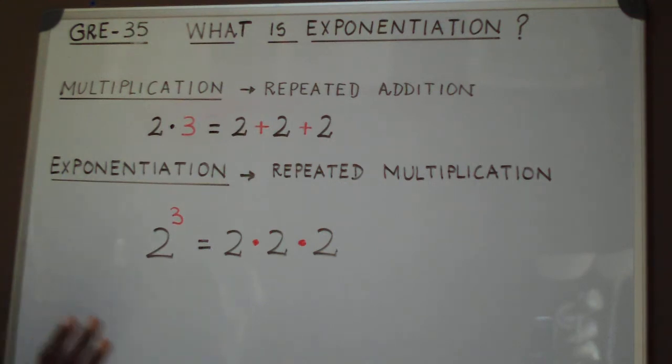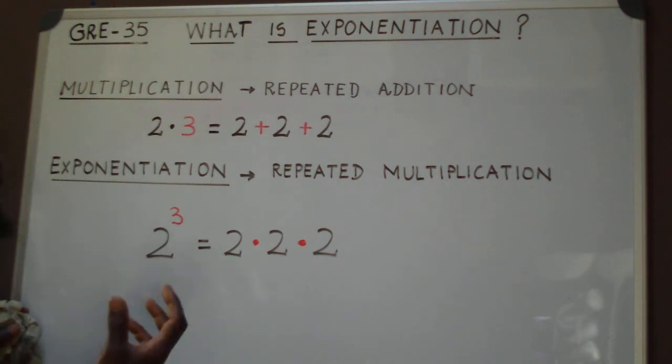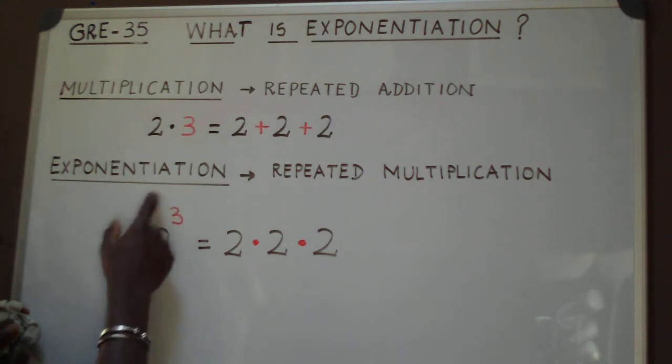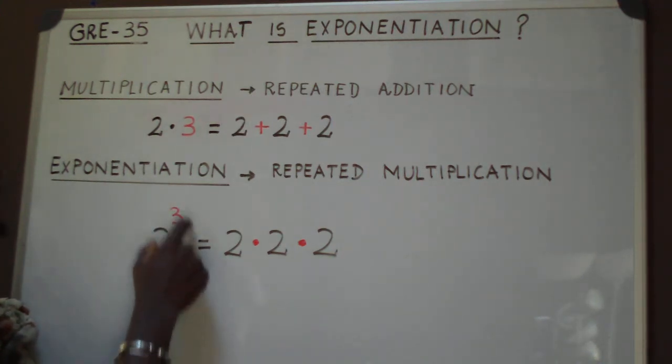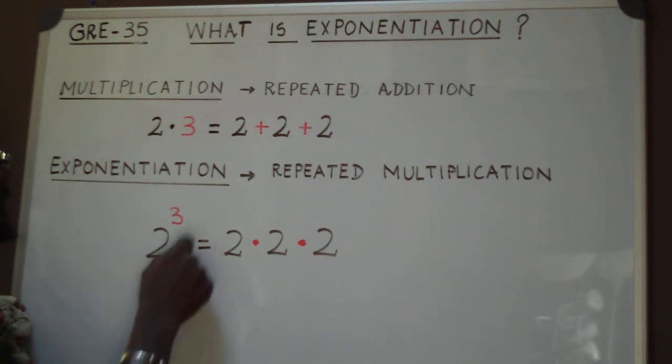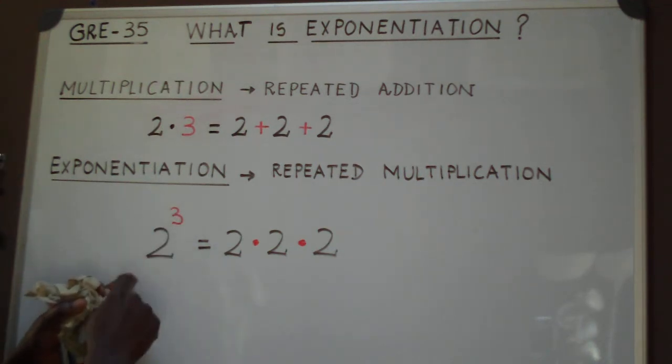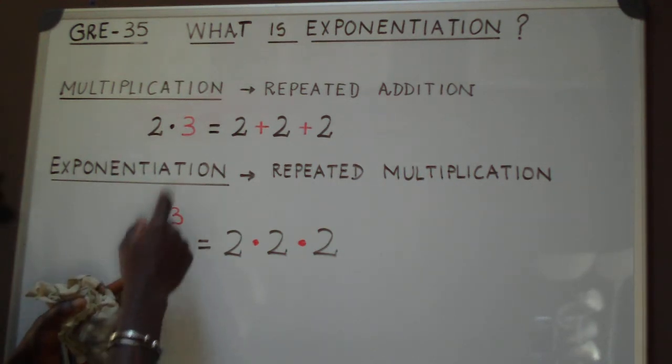So now that you understand the idea of multiplication, let us use that idea to introduce the concept of exponentiation. Now, exponentiation is also a repeated operation, but the difference with multiplication is that in exponentiation the operation is multiplication instead of addition. So here, this symbol represents a number, and that number here is read 2 to the exponent 3. Now, 2 to the exponent 3 means that the 2 has been exponentiated.